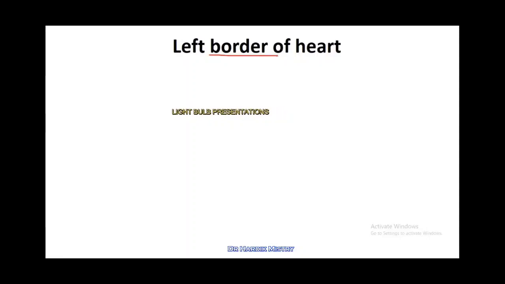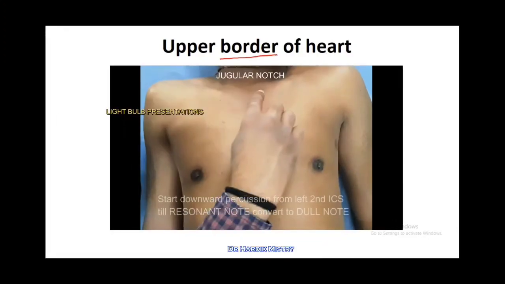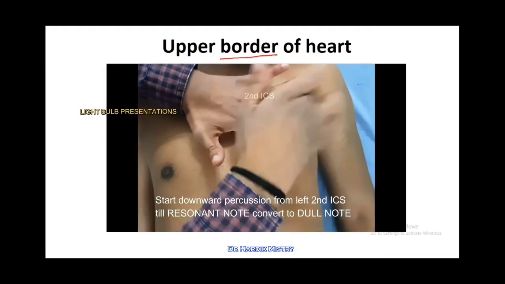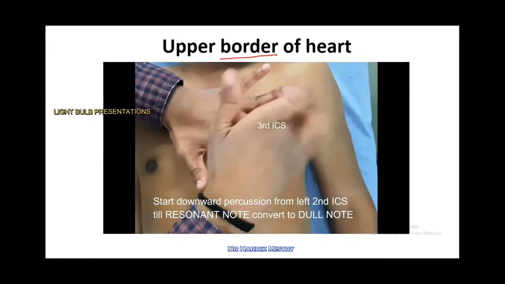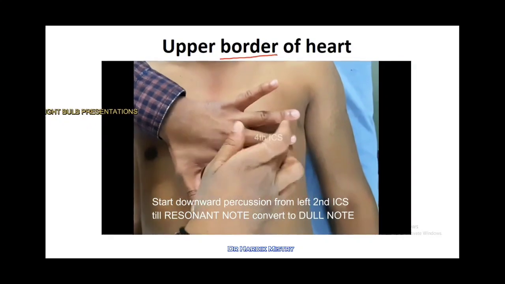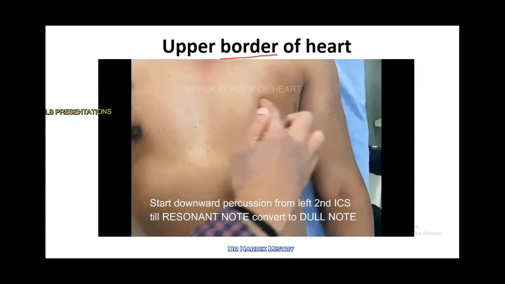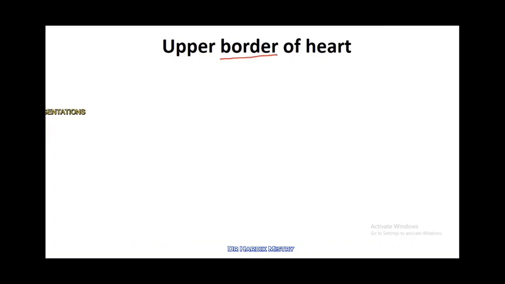After the left border, the upper border can be easily determined. For the upper border, again identify first the second intercostal space, and then in the mid clavicular line, percuss in the second intercostal space. From there don't go either to the lateral or medial side. Identify the angle and the second space in the mid clavicular line, and then go to the third and percuss, and then the fourth, likewise till you get a dull note. In the mid clavicular line, the space where you get the dull note is marked as the upper border of the heart.